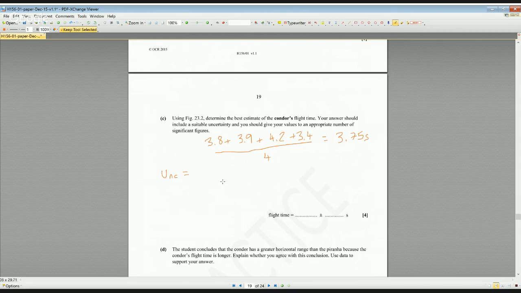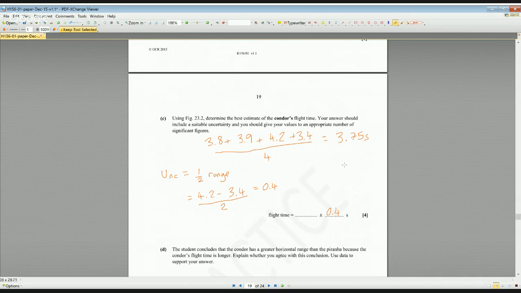When we're dealing with repeated results, the uncertainty is driven by the spread of the results. So you do that by calculating half the range. In this case, the maximum value is 4.2. The minimum value is 3.4. Divide that difference by 2, and that will give us 0.4. So the range of the results is 0.8. Therefore, the uncertainty is half the range. That's 0.4. So we know that uncertainty is 0.4.